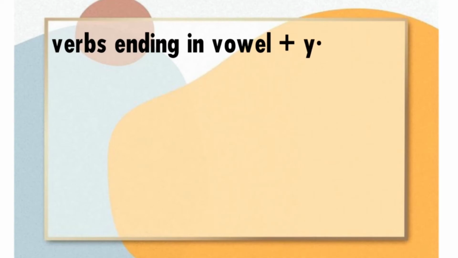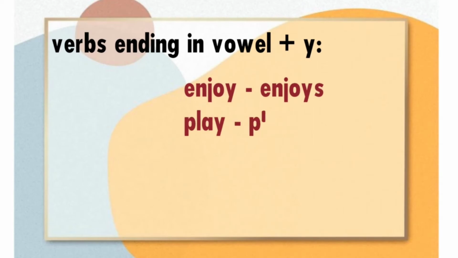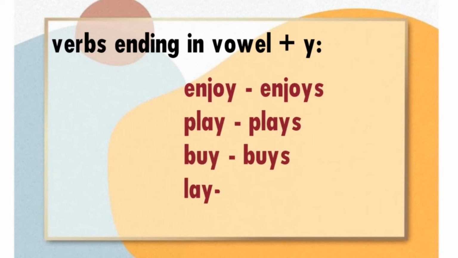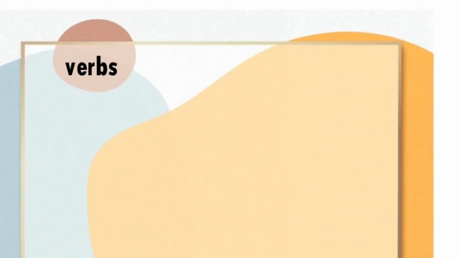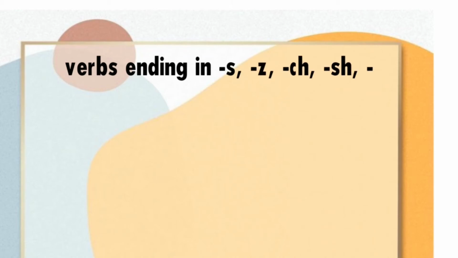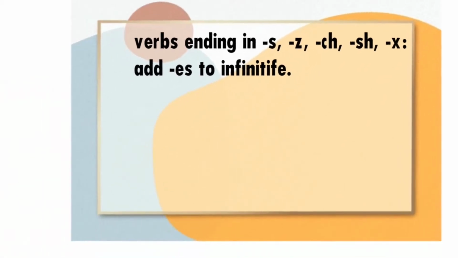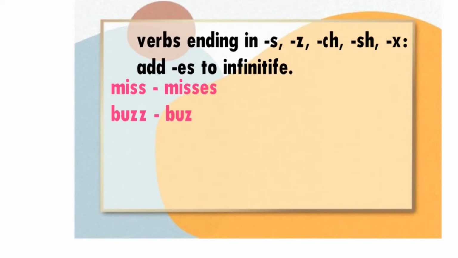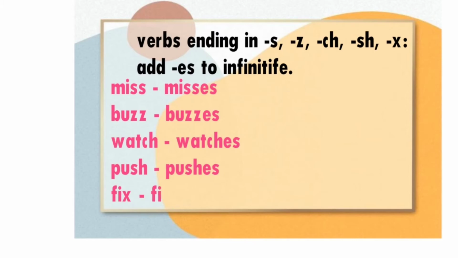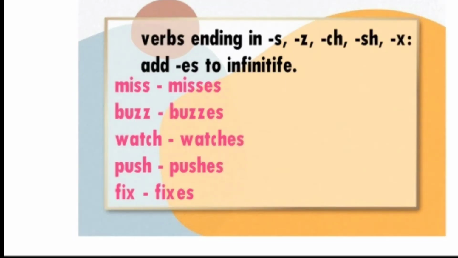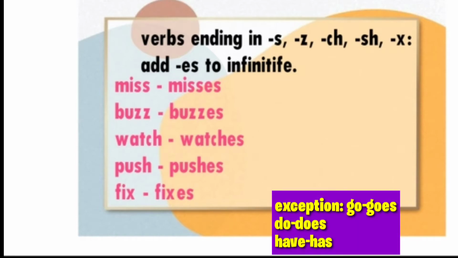If the verb ends in a vowel plus y, just add s. The example is enjoy becomes enjoys. And es is added to verbs ending in s, z, ch, sh, and x. The examples are buzzes, watches, fixes, misses, pushes. Exceptions are the verbs have, go, and do.